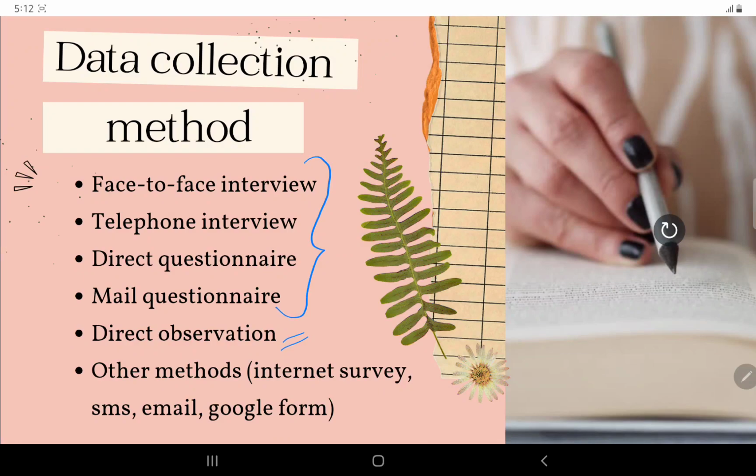Okay, sebab kalau direct observation, kita record the real situation. Okay, it is not influenced by what people say or people think. Okay, and untuk direct observation, dia ada disadvantage. Okay, disadvantage-nya adalah dia memerlukan researcher yang ada high skill dan not bias.